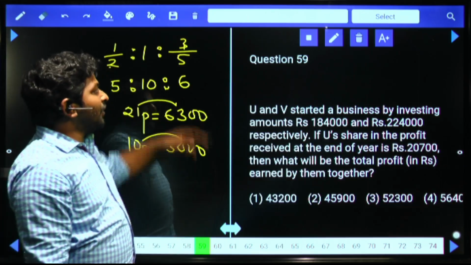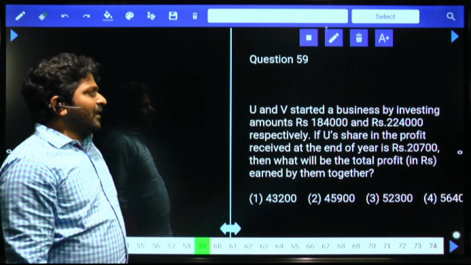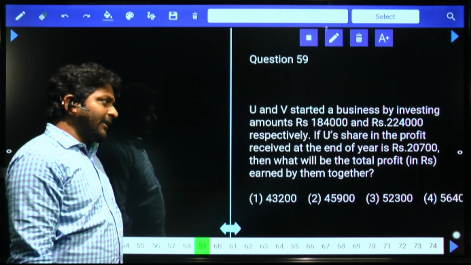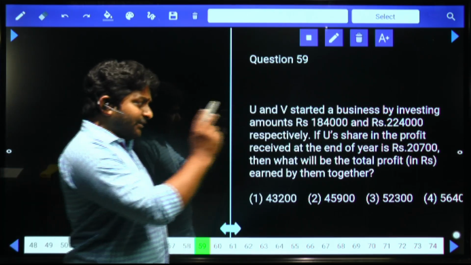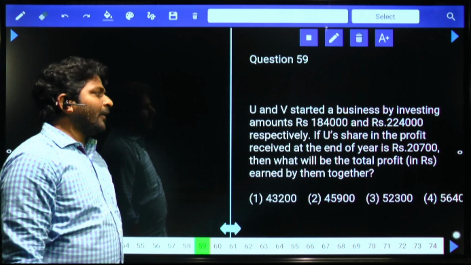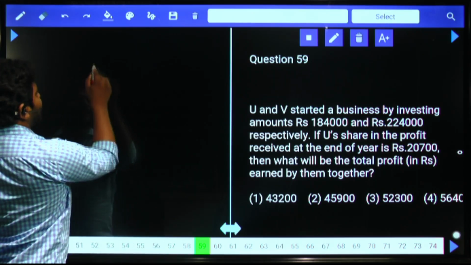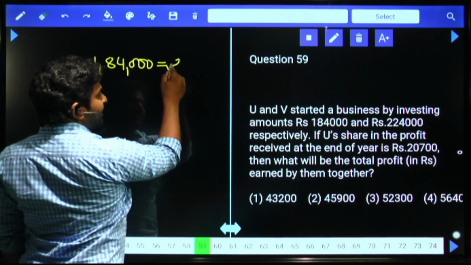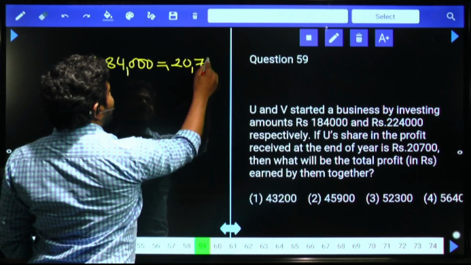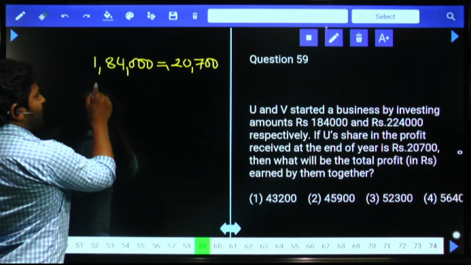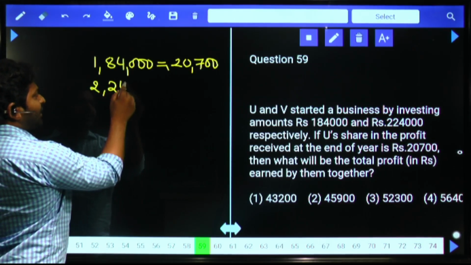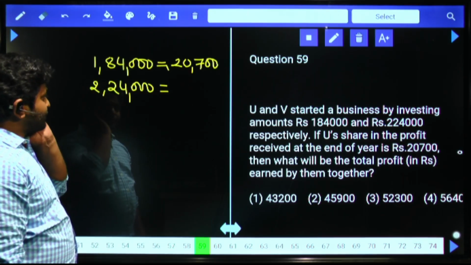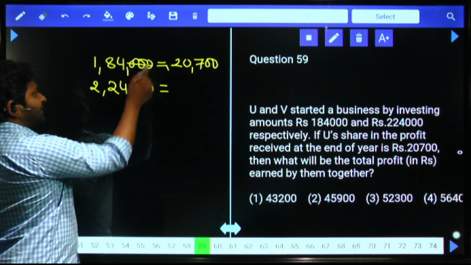You and we started a business by investing amounts 1,84,000, 22,400 and 2,24,000 respectively. If your share in the profit received at the end of the year is 20,700, what will be the total profit? Okay, total profit is asked. So A invested 1,84,000. For this he received 20,700 rupees. Since the total profit is asked, if you can identify the profit on this particular thing, then we can identify our answer. Now forget about 3 zeros here. 3 zeros common.